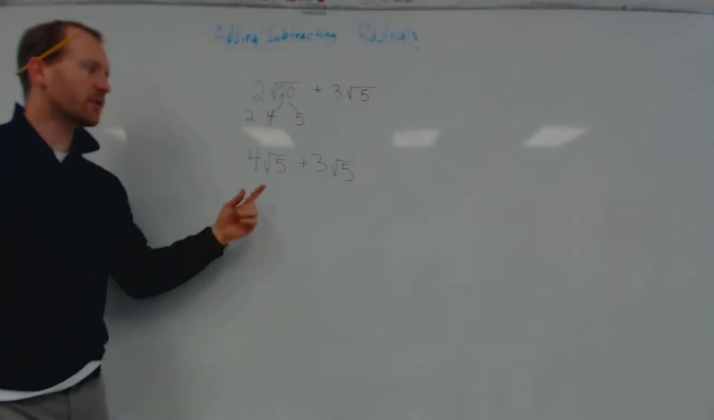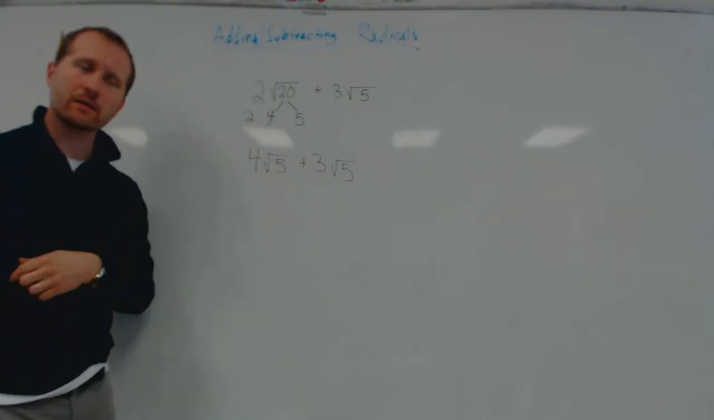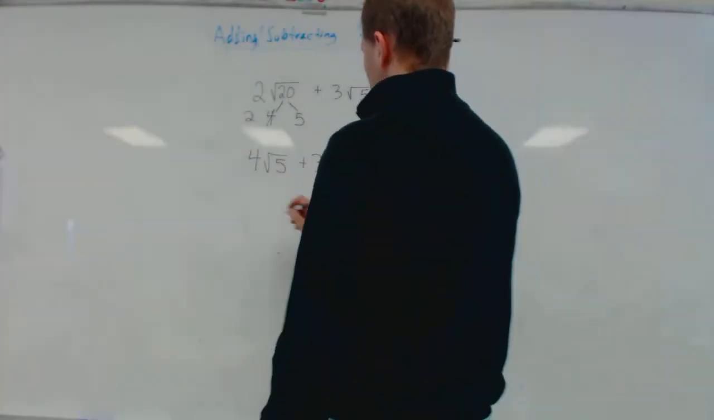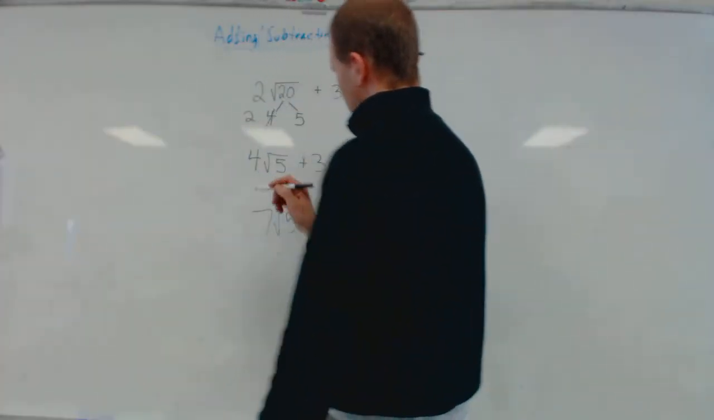Hey, those are the same. Now I can add them. So what would I get? Oh, 7 times the square root of 5.